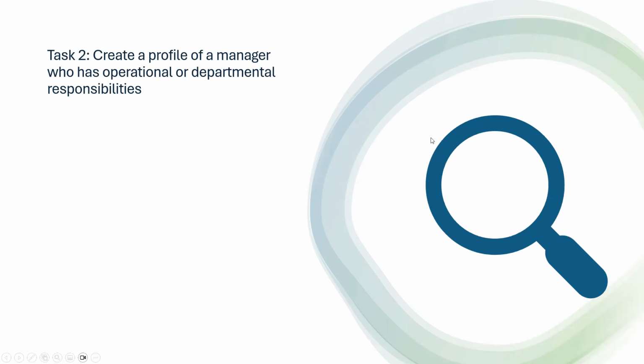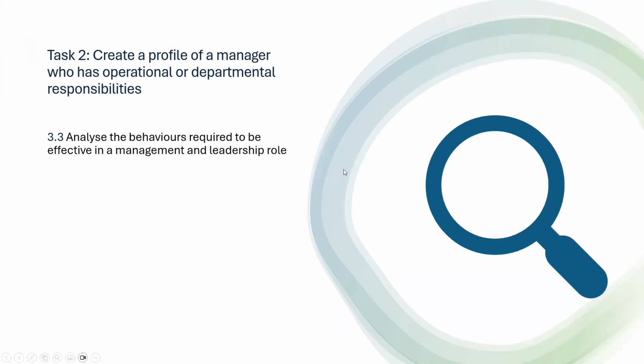So we're on task 2, create a profile of a manager who has operational or departmental responsibilities. What we need to do here for 3.3 is analyze the behaviors required to be effective in a management and leadership role. Again, it's not about creating a list. It's about analyzing, I would say, a few behaviors, maybe 3 or 4. Just really, what are those behaviors, and why do they matter? Why have you chosen those behaviors?